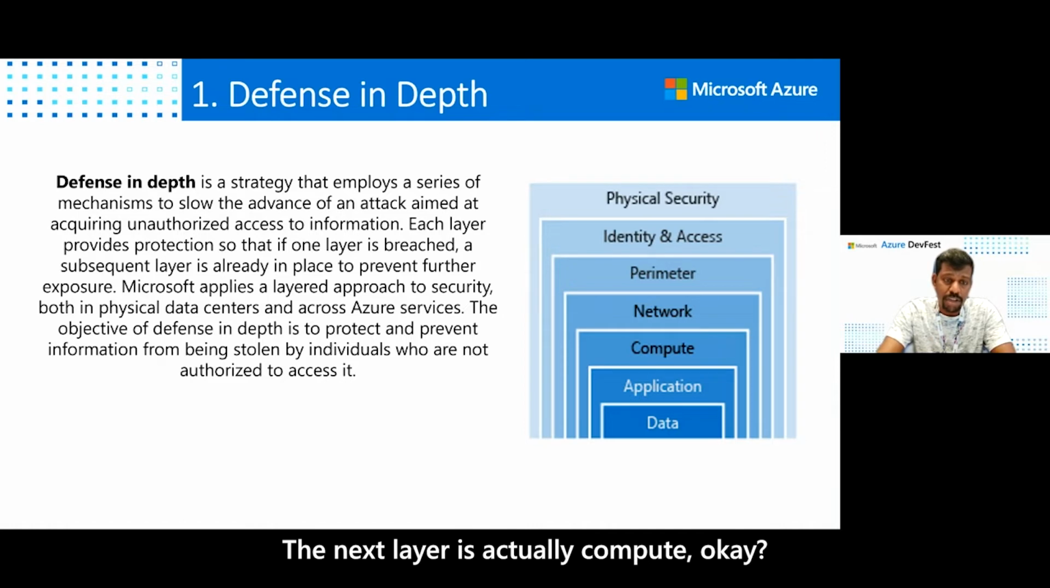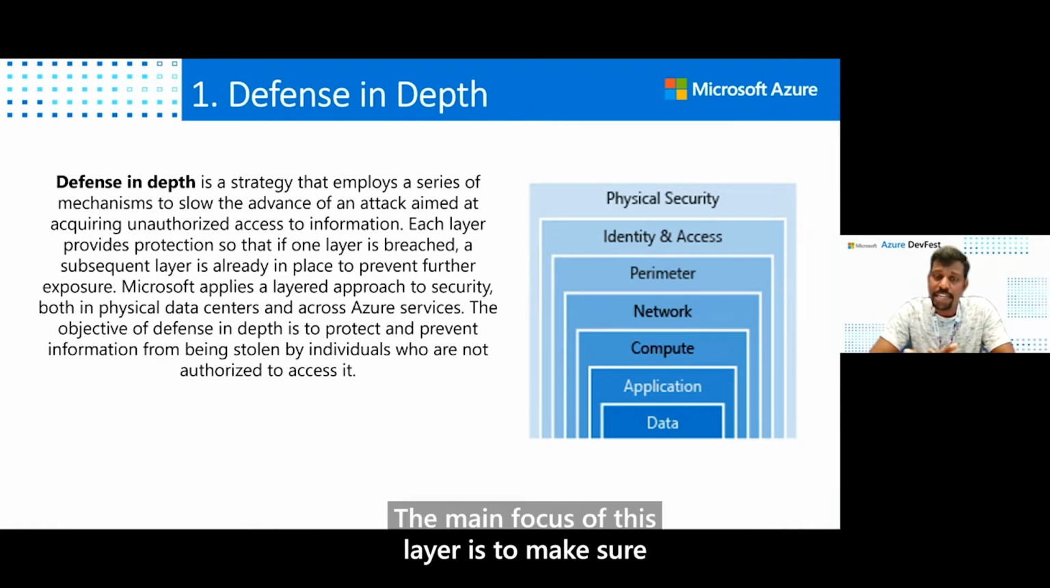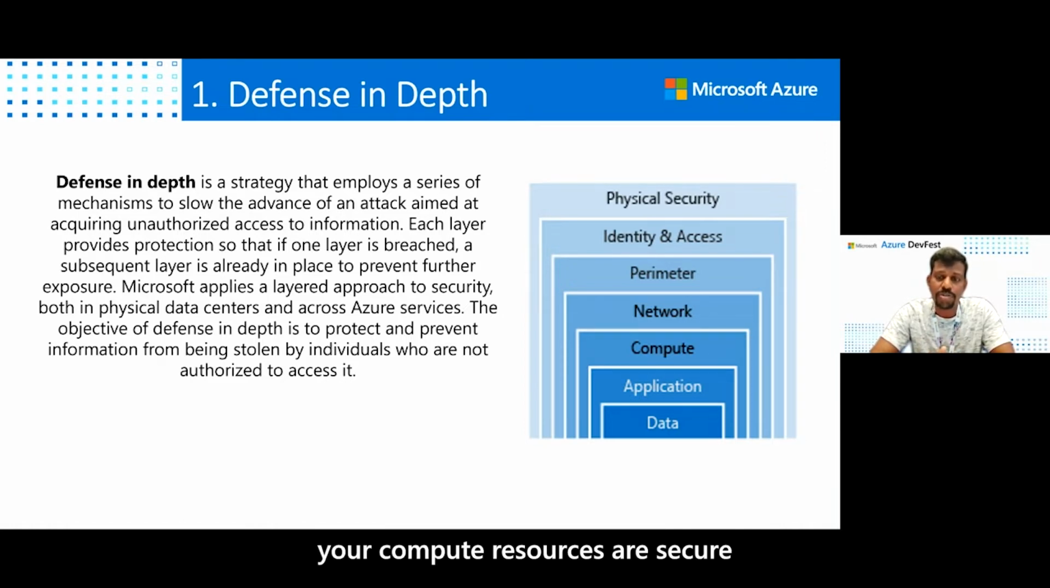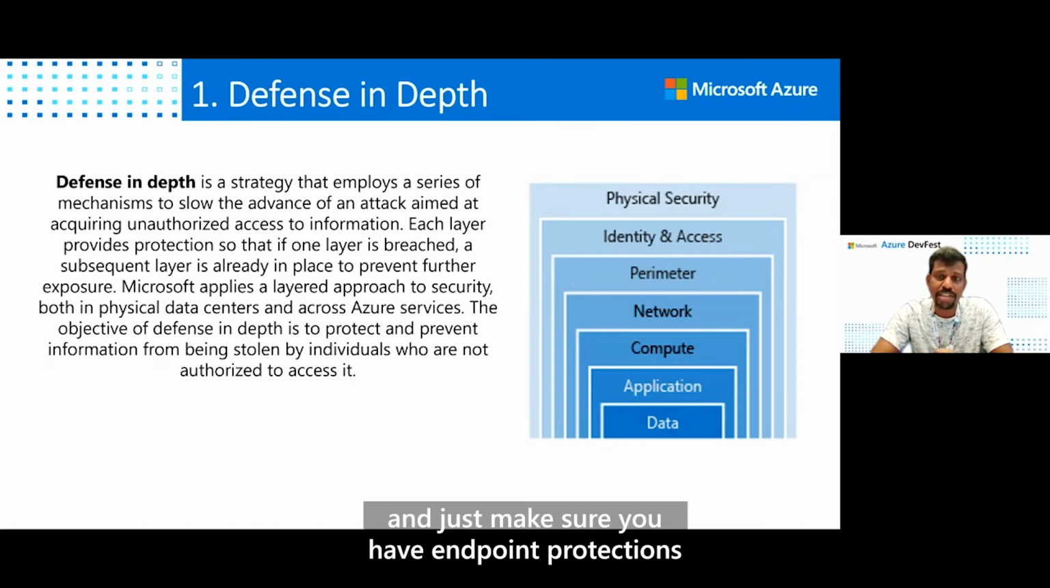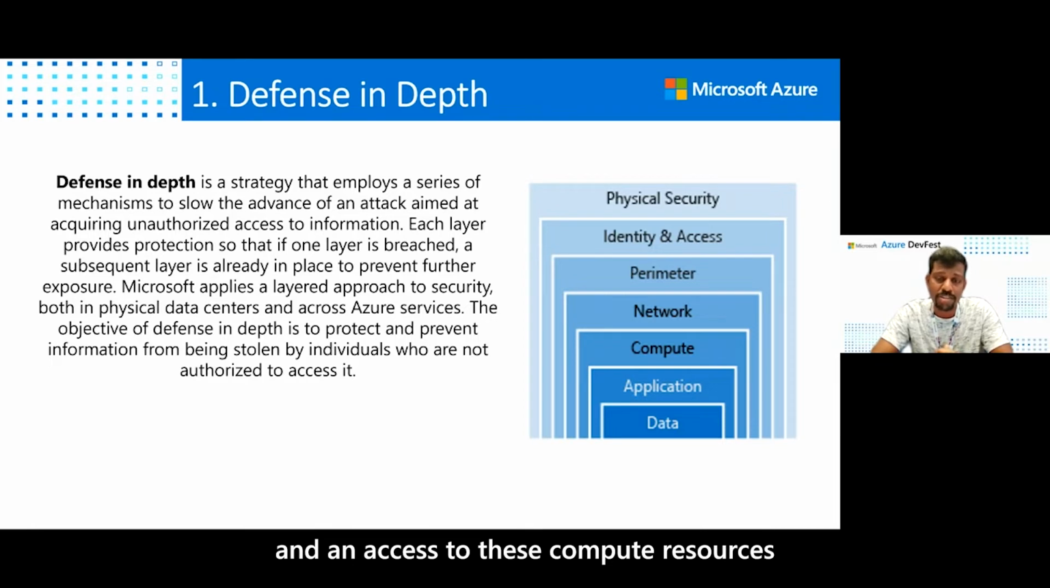The next layer is compute. The main focus of this layer is to make sure your compute resources are secure. Compute resources are pretty much virtual machines, so make sure you have patching up to date, make sure you have endpoint protection, and access to these compute resources has to be restricted. These are all the things that come in as part of this layer.